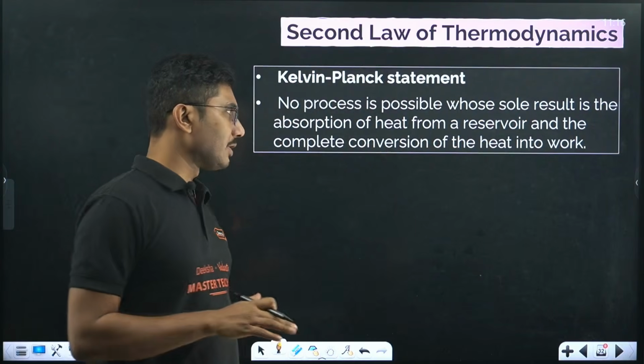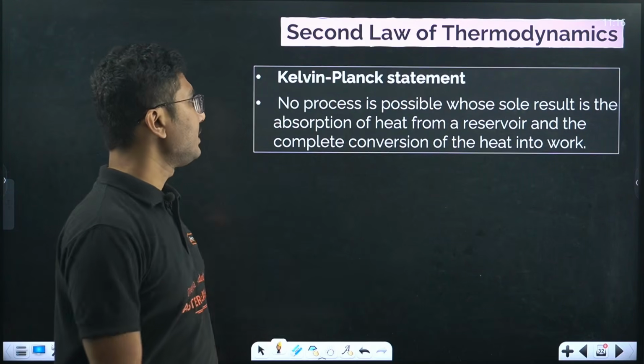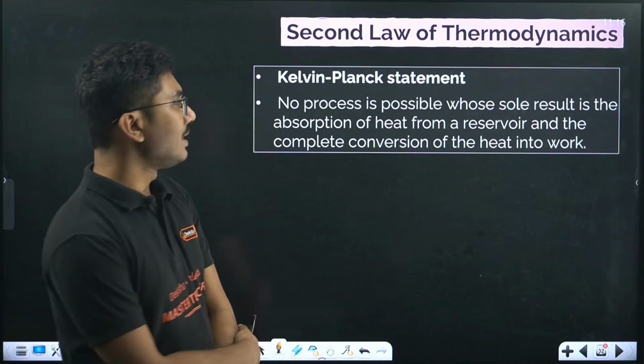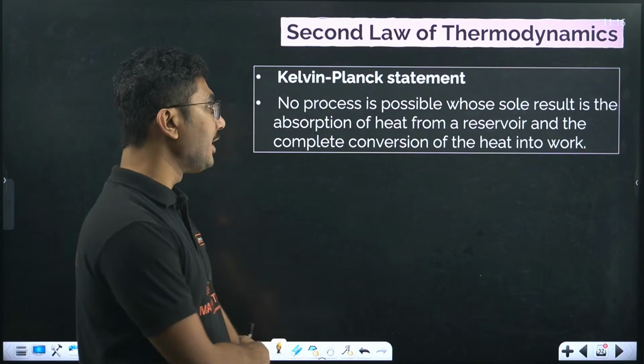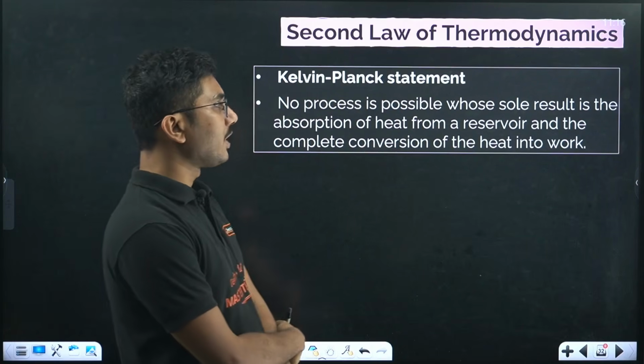Now the second law of thermodynamics used to be very long and complicated. Now the concept is simple. Only the Kelvin-Planck statement is there. Kelvin-Planck statement: no process is possible whose sole result is the absorption of heat from a reservoir and complete conversion of the heat into work.